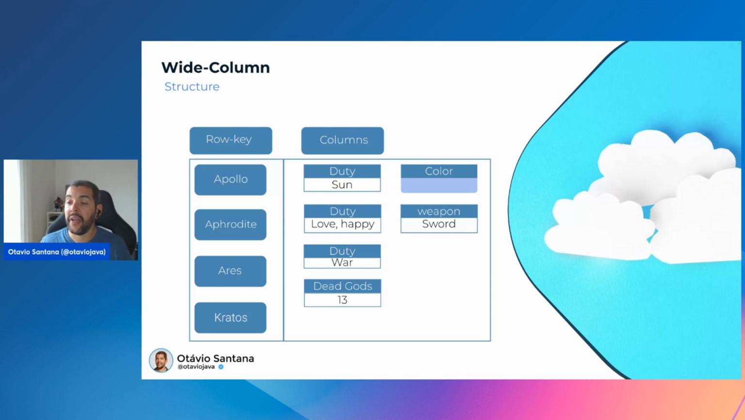And as you can see, the columns might vary. For example, here just Apollo has color, and just Kratos has the number of people that Kratos killed. Okay.